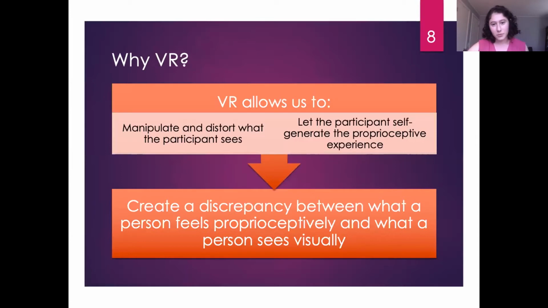So now, why are we using virtual reality for this kind of experiment? On the visual side of things, VR allows us to manipulate and distort what the participant sees. And that's a really valuable thing that has been difficult up until this point. But also with virtual reality, the participant is able to still self-generate their own movement. So they can reach out for something without having something pulling their hand. And it's a very active self-generated movement. So with these two qualities together, we're able to create a discrepancy between what a person feels proprioceptively with their hand movement and what a person sees visually presented in the VR headset.